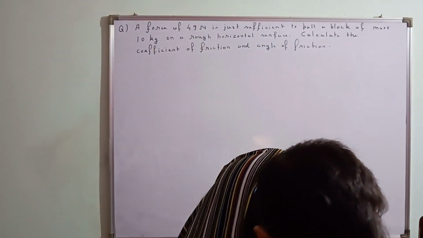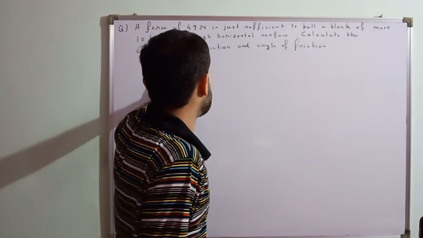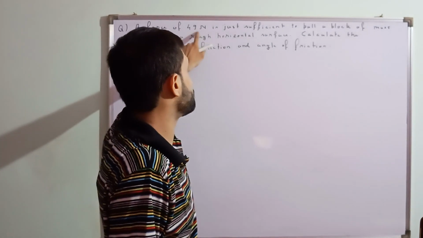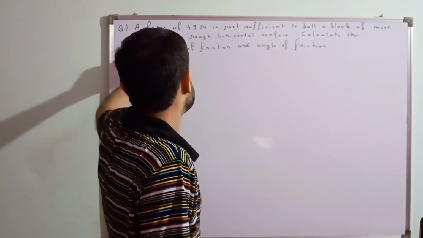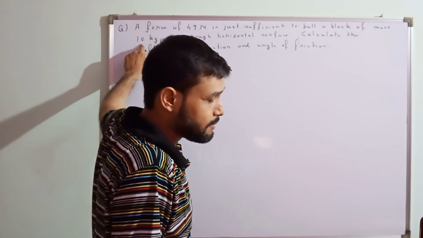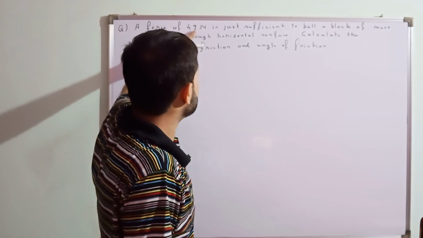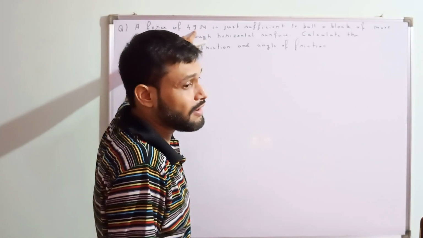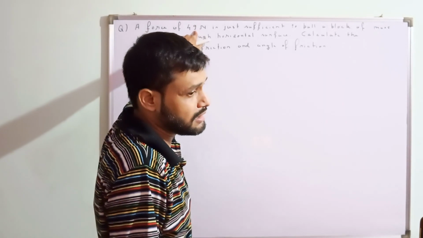So how we can do it? We have just now decided that a force of 49 Newton is just sufficient to pull a block of mass 10 kg. This means what? That they have given the value of limiting friction. This is the value of limiting friction. It's just sufficient, isn't it?